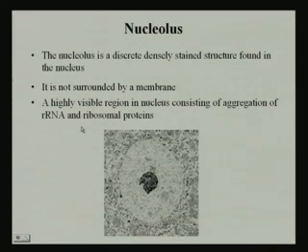If we look at the structure of the nucleolus, we will find that the nucleolus is a diverse, densely stained structure found in the nucleus. It is not surrounded by a membrane, and it is a highly visible region in the nucleus consisting of an aggregation of ribosomal RNA and ribosomal protein.